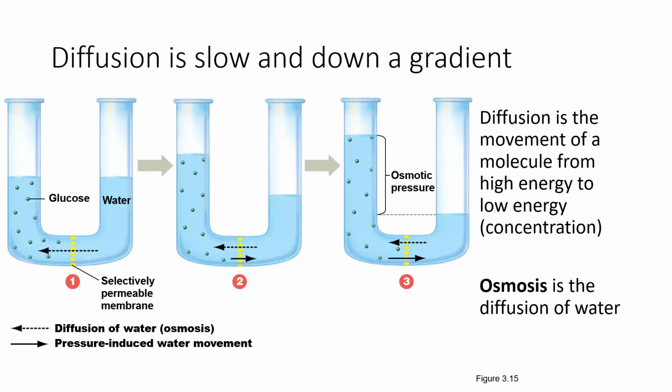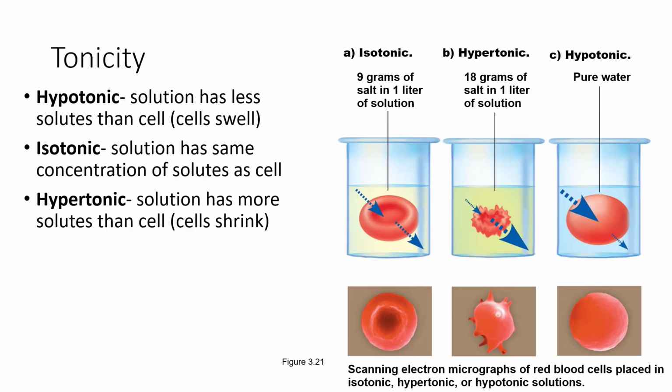Now, when we look at diffusion of water, specifically osmosis, we see three terms that become very handy to know. The first is a hypotonic solution. That means the concentration of solutes in the solution is lower than the concentration of solutes in the cytoplasm. Cytoplasm is a solution. Now, what this means is water will diffuse from the hypotonic solution into the cell, causing the cells to swell as water goes into them.